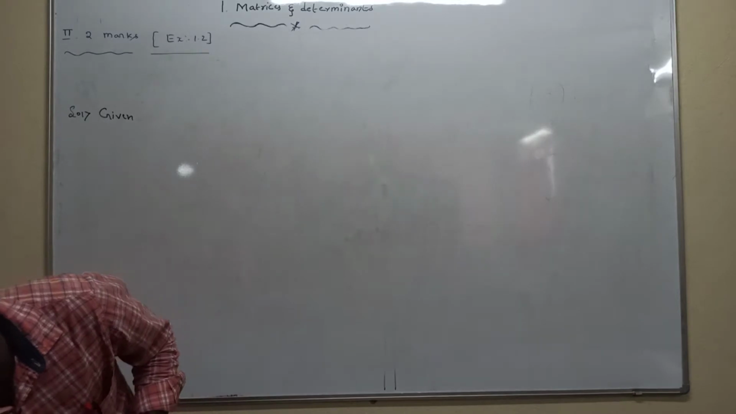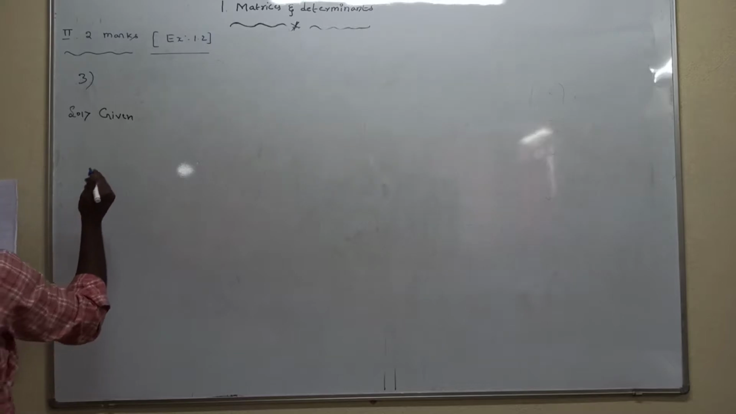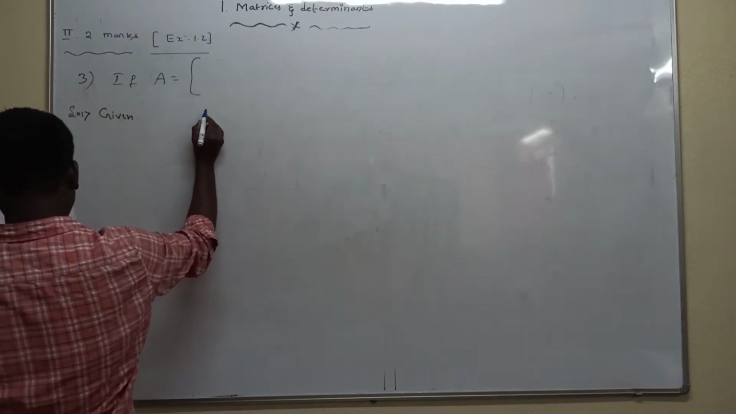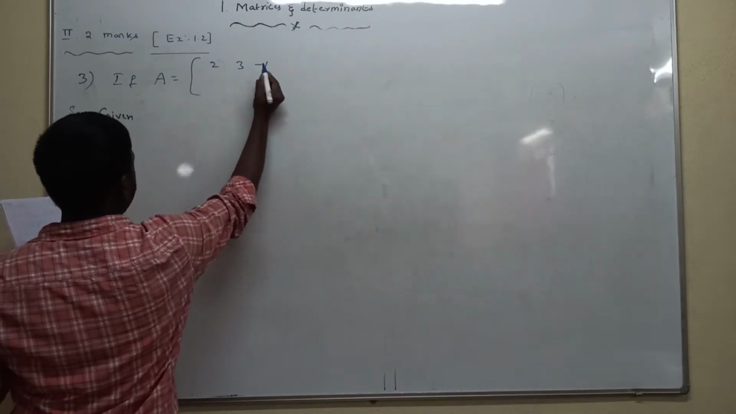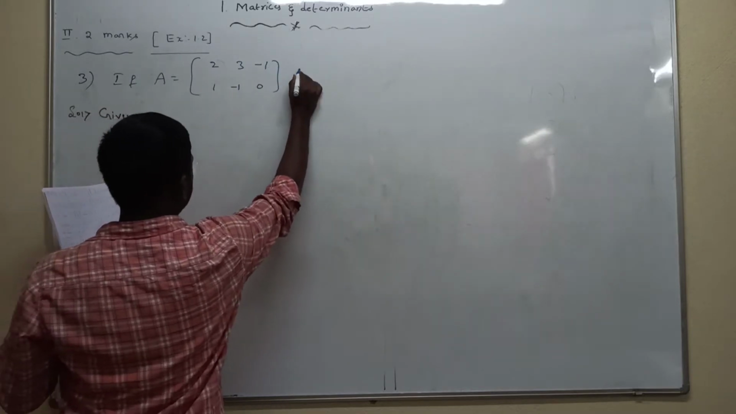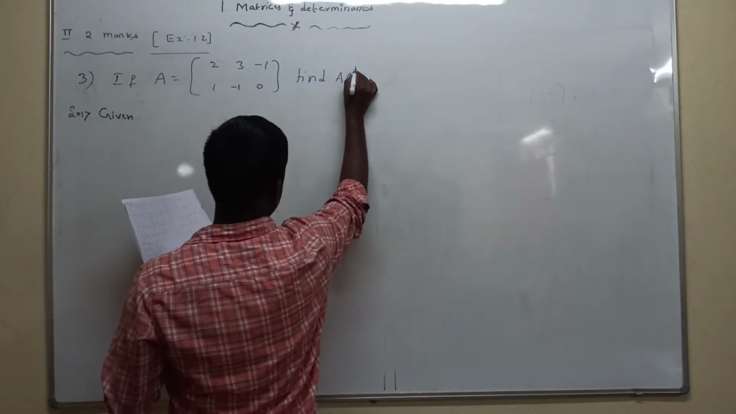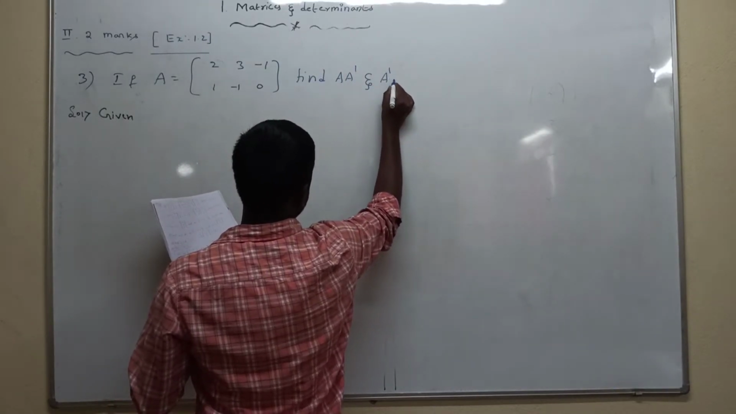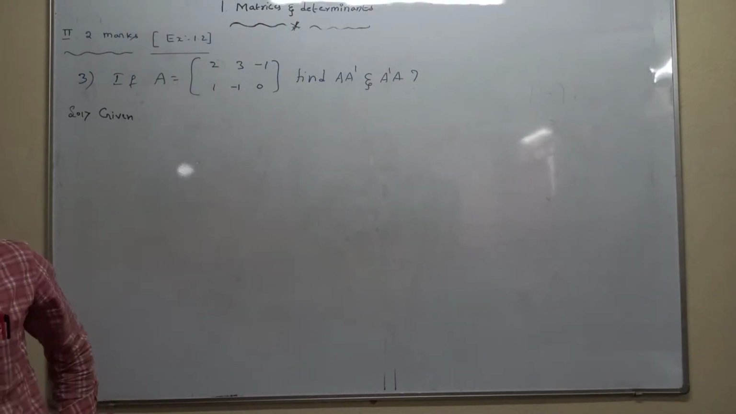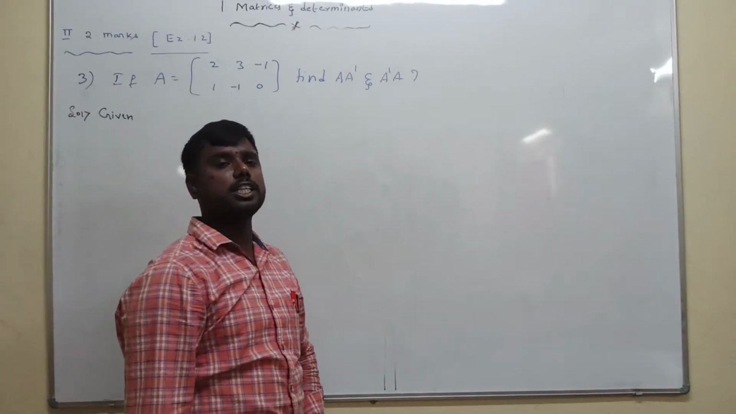So dear student, third question. If capital A is equal to 2 3 minus 1, 1 minus 1 0, find A into transpose of A and transpose of A into A. So in this question they are asking to find A into transpose of A matrix and transpose of A into A.